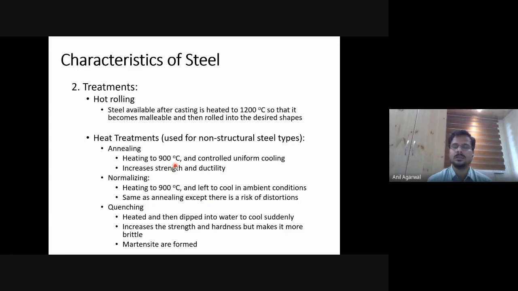Then it is called annealing, and as a result, you don't achieve very high strength. The strength remains as it was before, but you gain in ductility.